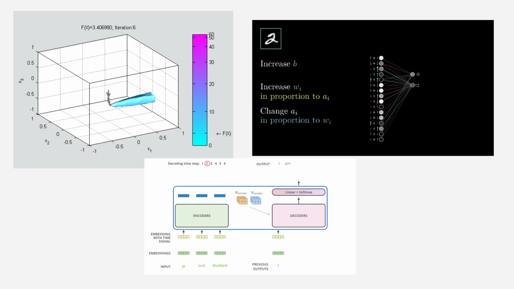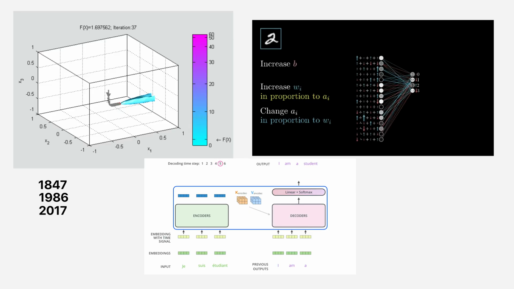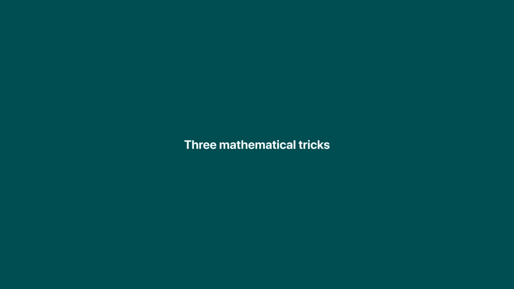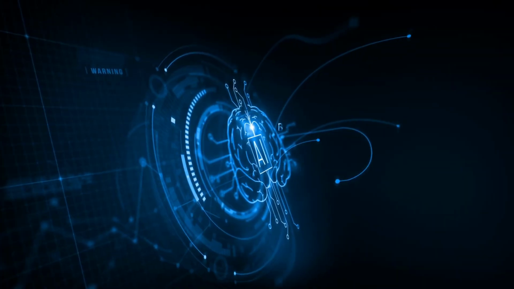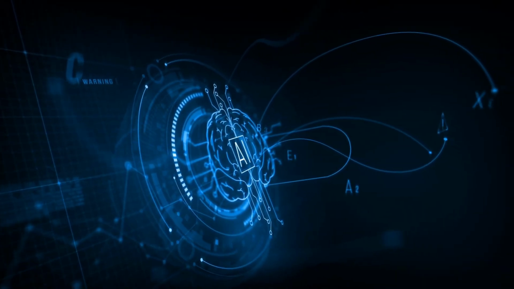So when you hear that GPT-5 is coming, or that AI models are becoming agentic, remember this. It all traces back to three core ideas. One from 1847, one from 1986, and one from 2017. Three mathematical tricks, now rewriting human history. That's not science fiction. That's the story of how algorithms turned into intelligence.